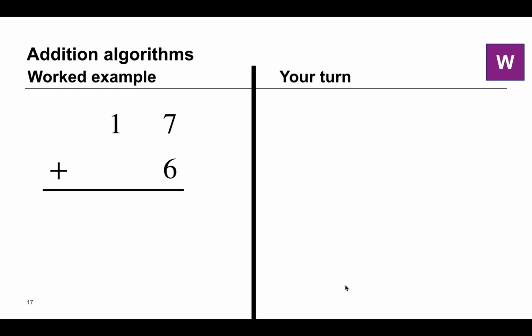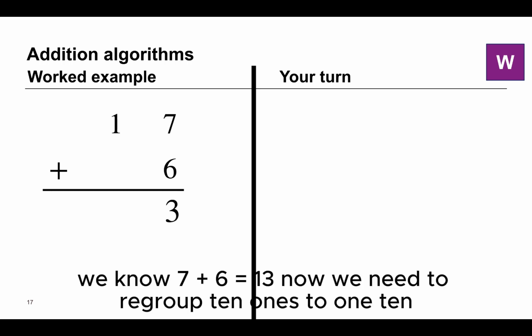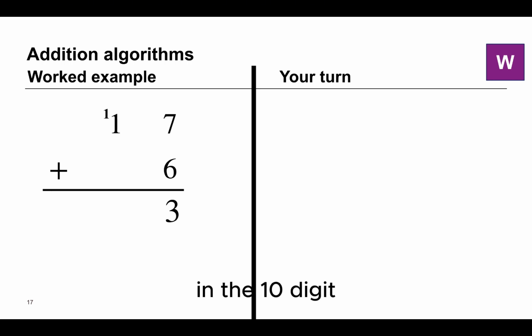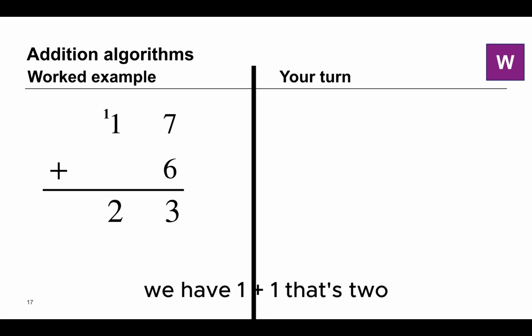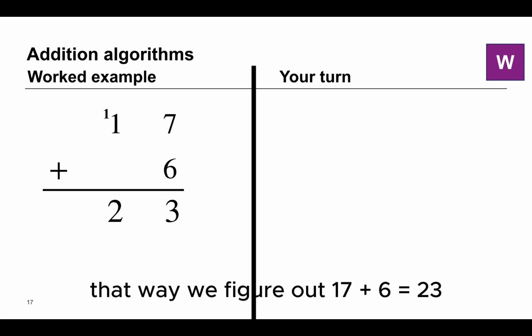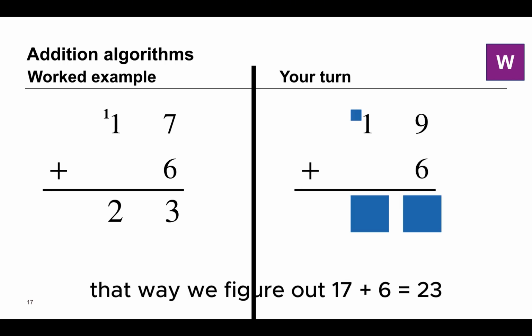Addition algorithms. Try to figure out 17 plus 6. We know 7 plus 6 equals 13. Now we need to regroup 10 ones to 1 ten. In the tens digit, we have 1 plus 1, that's 2. That way, we figure out 17 plus 6 equals 23.